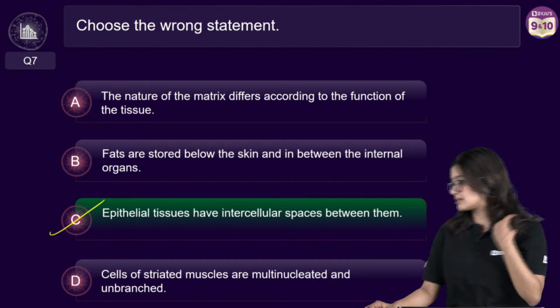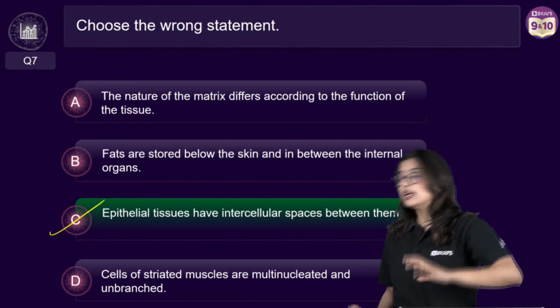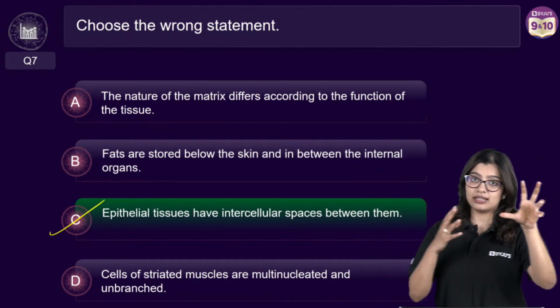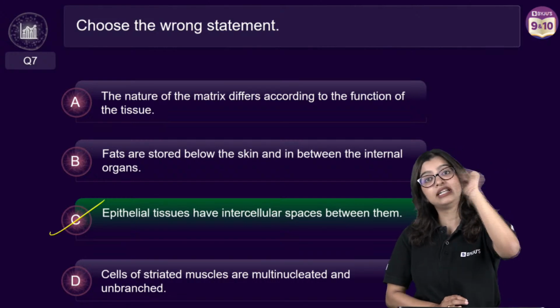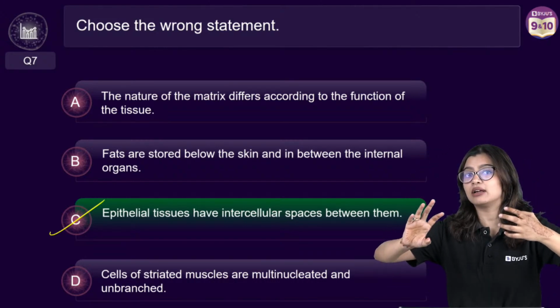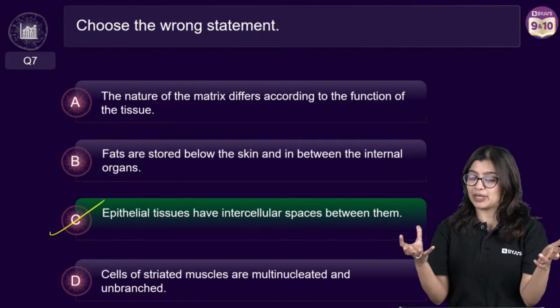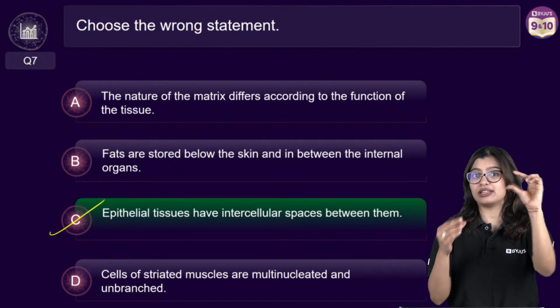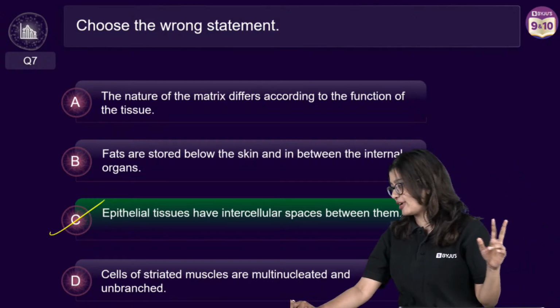Ma'am, cardiac muscles are less striated and uninucleated. See, cardiac muscles, on the other hand, are branched, uninucleated, and they are structurally different. They may have an appearance similar to skeletal muscles because of their striations, but they are not the same. They are shorter, they have intercalated discs, and they have other structures. So that is why they are different.